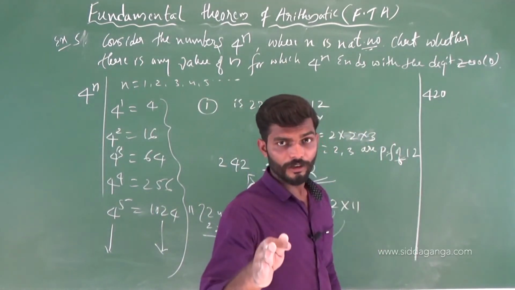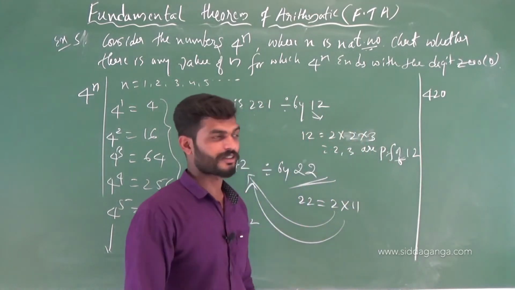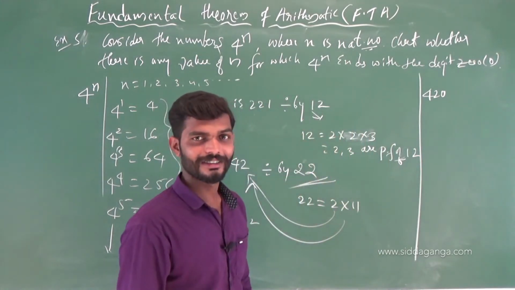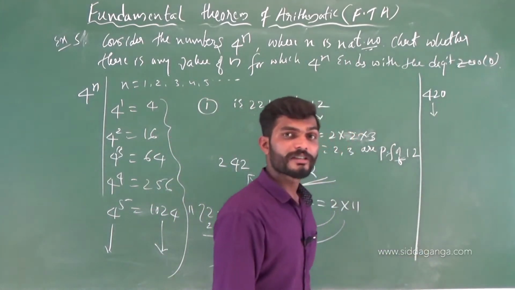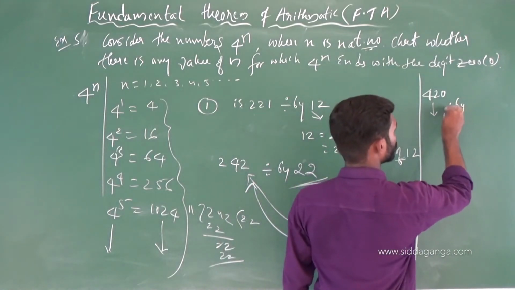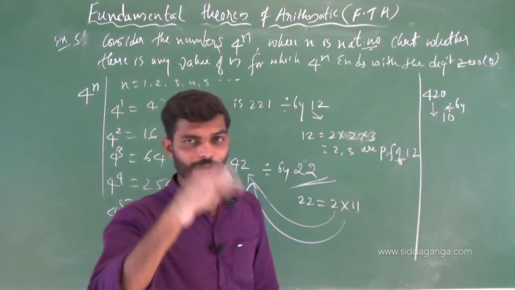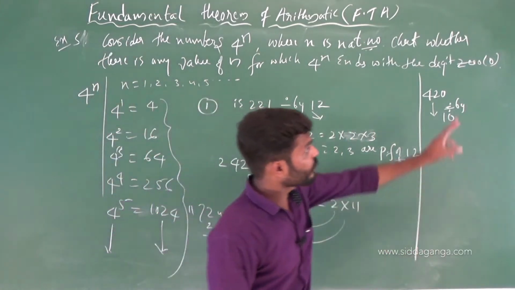420, that number ends with 0 in the last. There is a 0 at the end, look. Now tell me, if this number can be divided by 10, of course it can be divided by 10. The numbers which can be divided by 10 have 0 at the end.